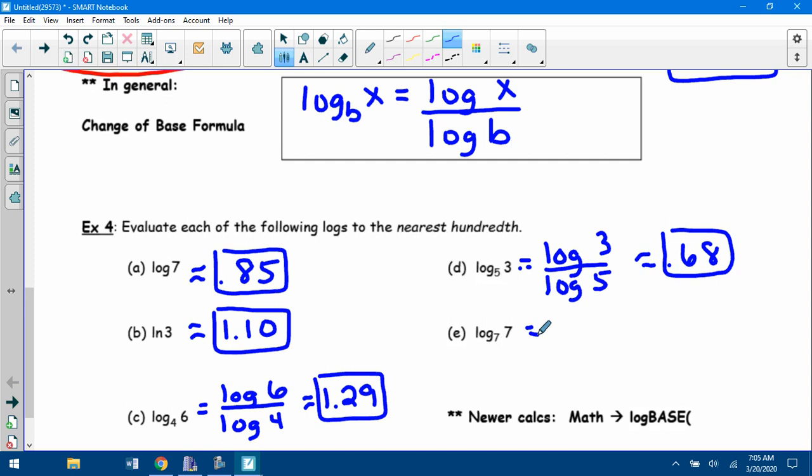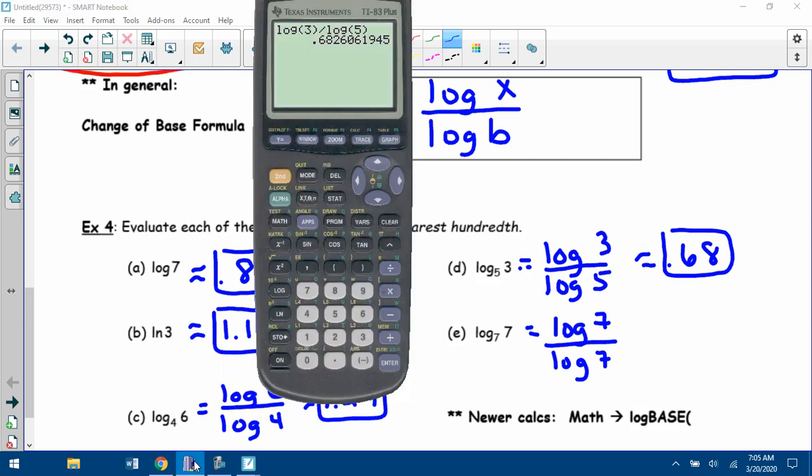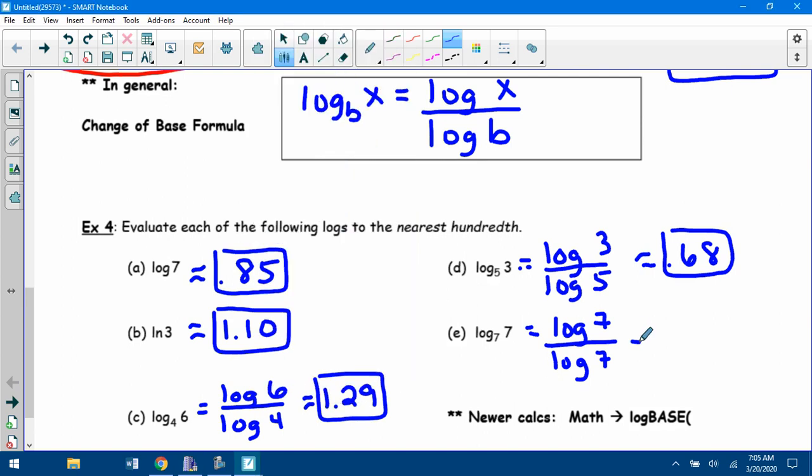Now this one you might not even need a calculator for. Log base 7 of 7 is log of 7 divided by log of 7. So already, what should it equal? Anything divided by itself is always 1. Your calculator can do it. Log of 7 divided by log of 7 will give you 1. So that one you could have done in your head, but this gives you an option. If you have problems evaluating logs, you can always use your calculator to evaluate them that way. Questions?